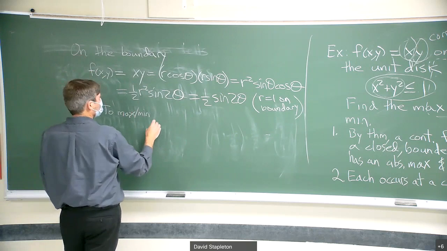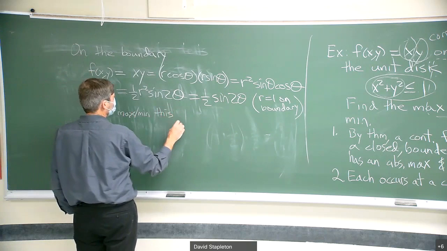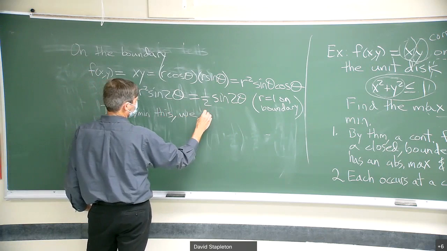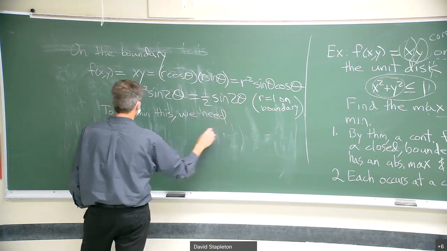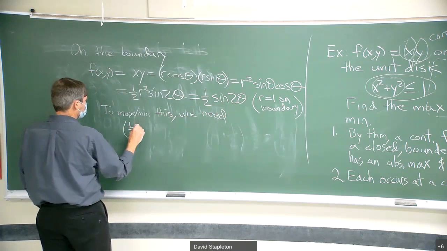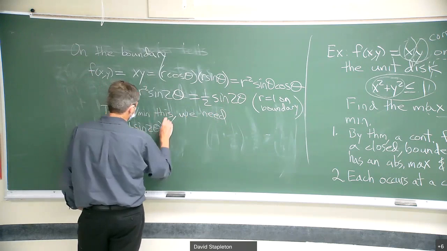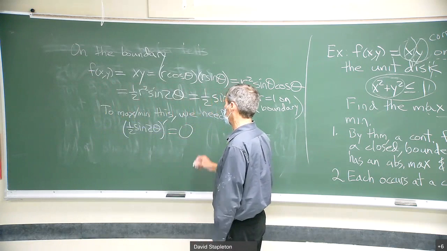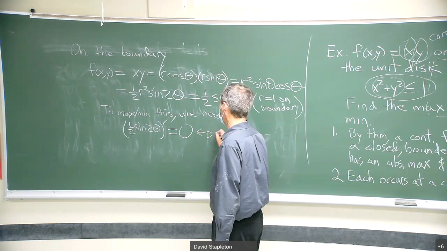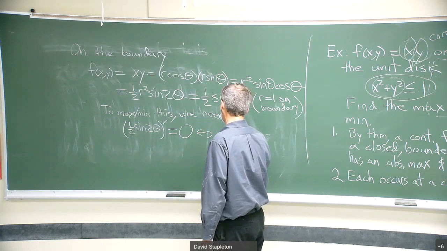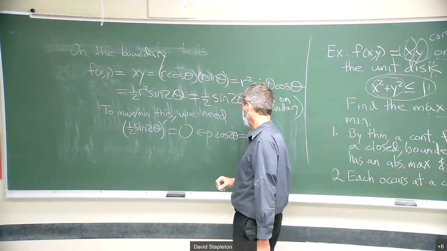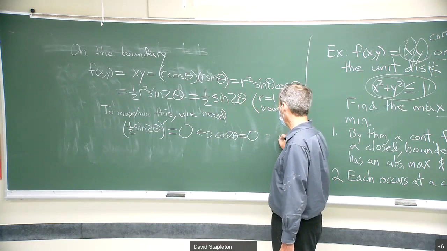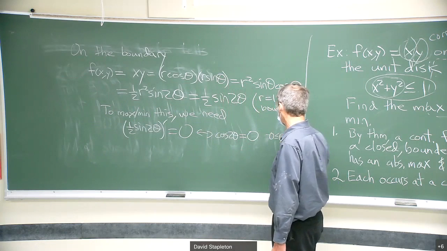Like that. We set its derivative equal to 0, a la calculus 1. So we need the derivative of 1/2 sine 2 theta equal to 0. Well, we know how to take the derivative of sine 2 theta. It's 2 cosine 2 theta. So this is equivalent to cosine 2 theta equals 0. And so what are the points at which cosine 2 theta equals 0? Again, theta is running from 0 to 2 pi on the boundary, so that's all we can put in.